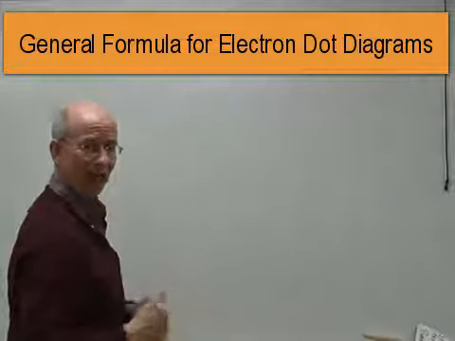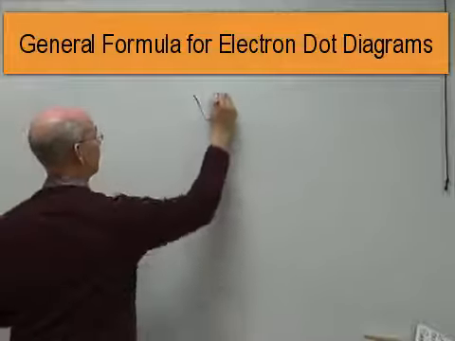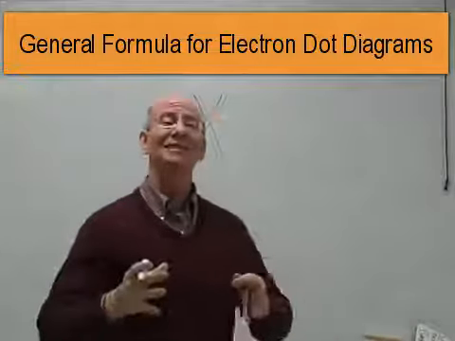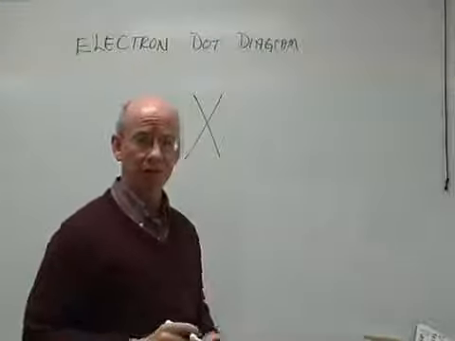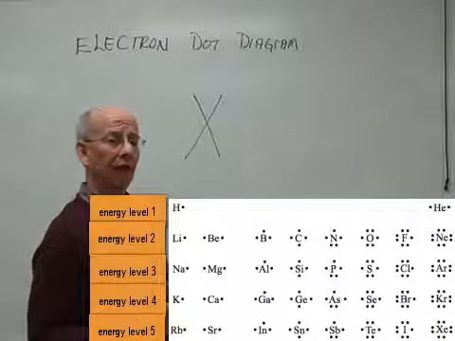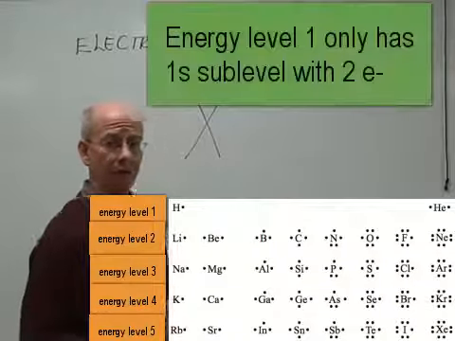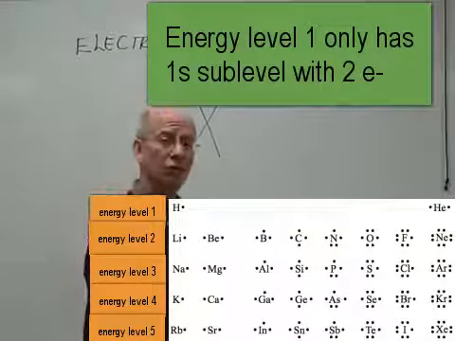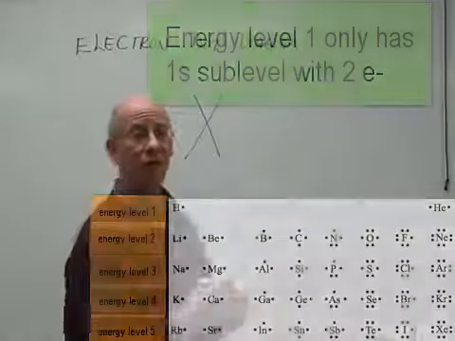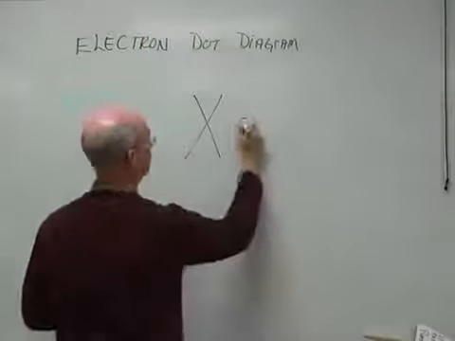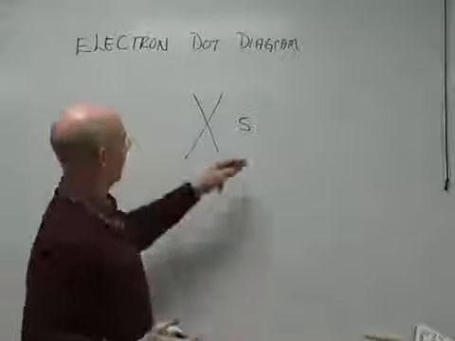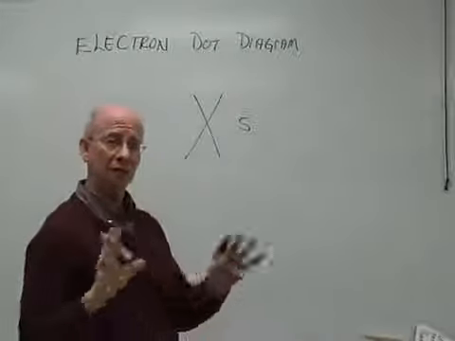If we have any element, we'll call it element X. The outermost s and p orbitals are what we're interested in. And it doesn't matter what energy level you're at, as long as you're beyond energy level 1, because that only has 1 s. As soon as you get to energy level 2, 3, 4, 5, 6, 7, you have s and p's there. We designate the s to the right, and it doesn't really matter where you put it. We're just making a convention here.